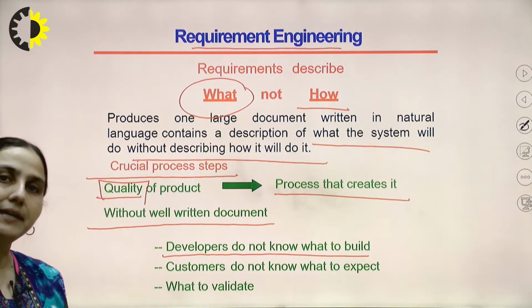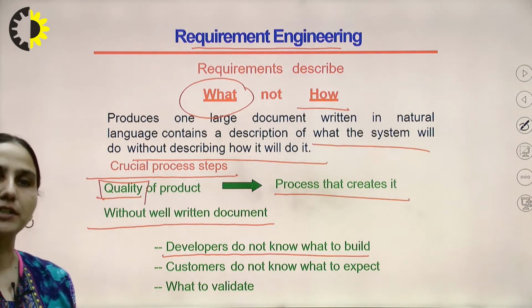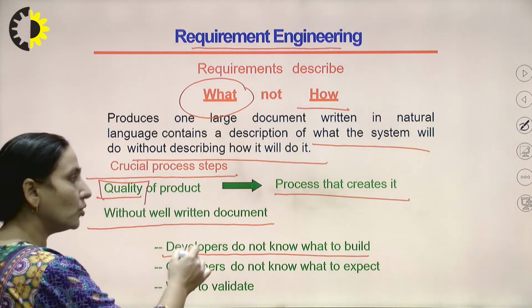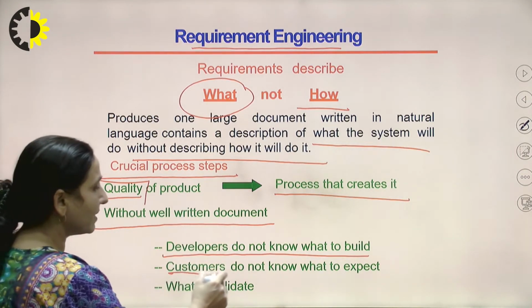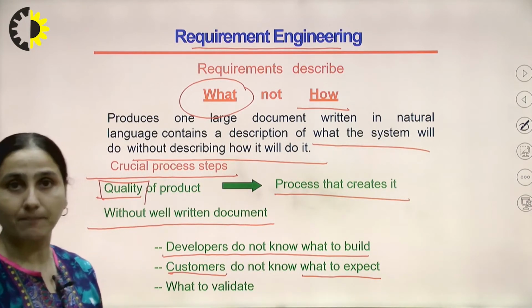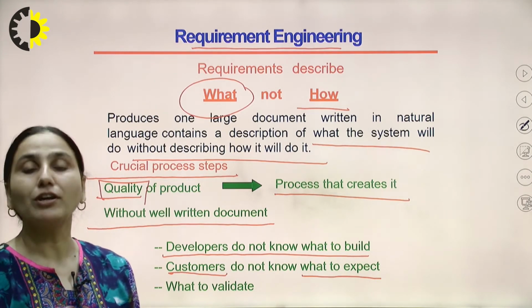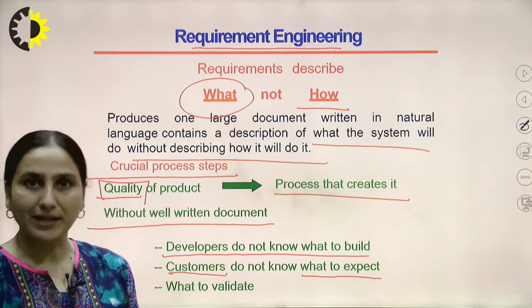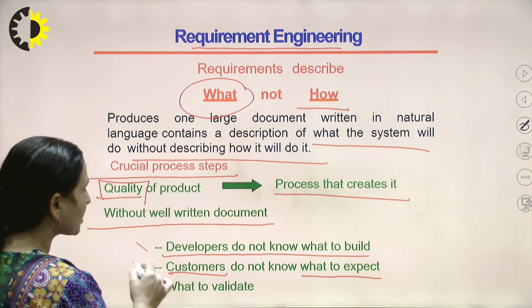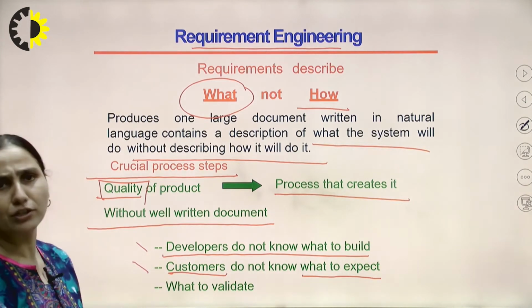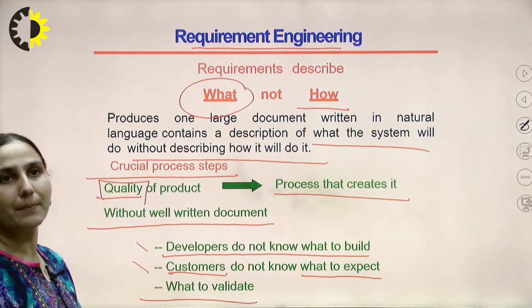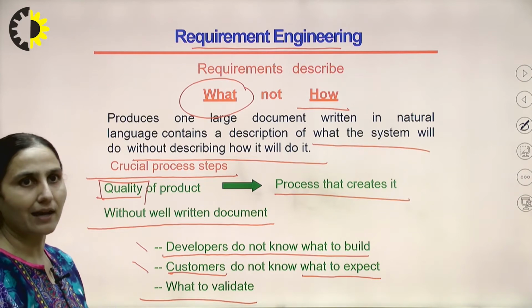It is very important for the developers and the customers to understand what the requirements are. The customer will also not know what they are expecting out of the system, what the system will generate, what they are looking for, and what their problem actually is. Unless we have proper requirements, it is difficult for the developers and the customer to know what they are supposed to build and what to expect. And what to validate? Understanding the requirement is the very first important task that needs to be catered to in the proper way.